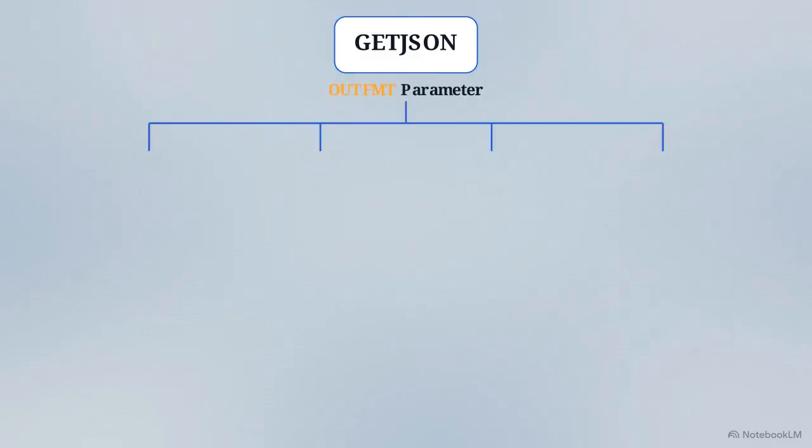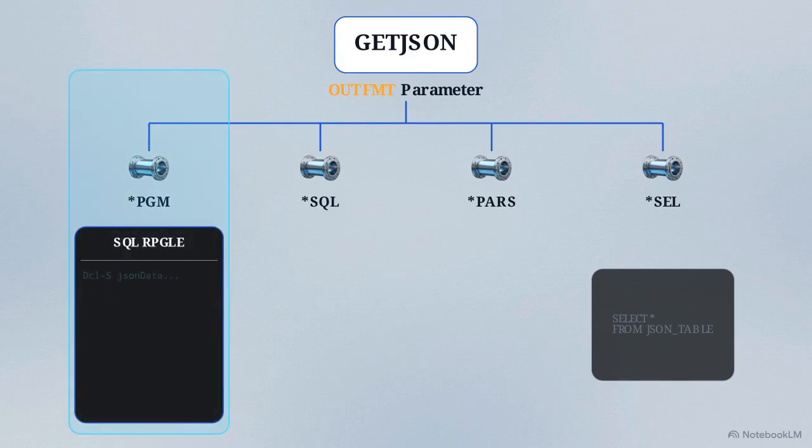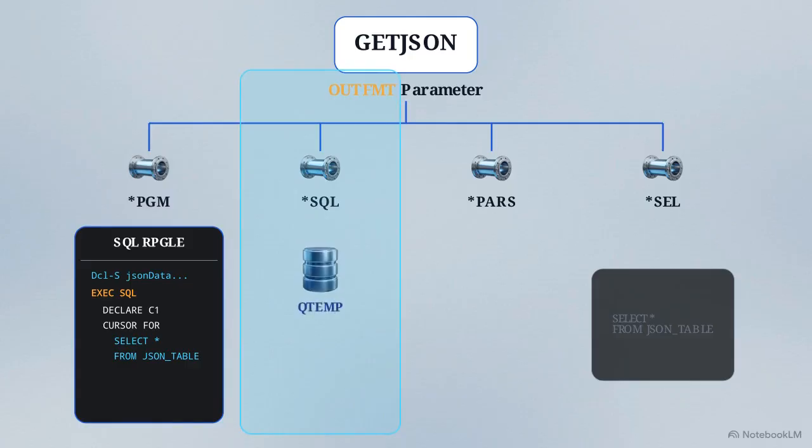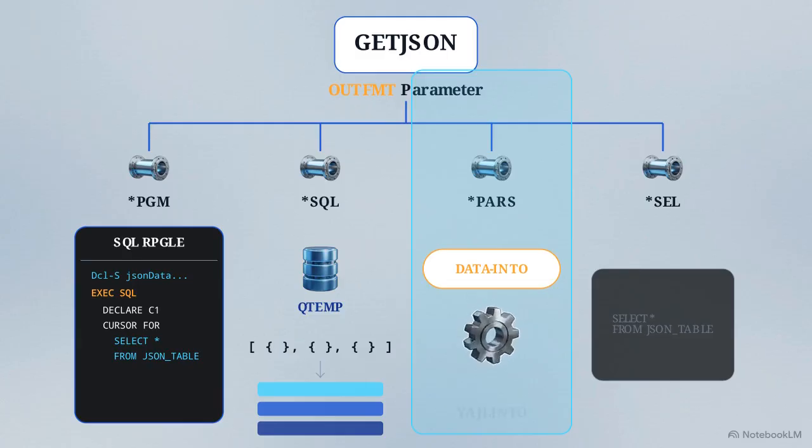Once the data is triaged, the OUTFMT parameter automatically generates specific operational outputs based entirely on what the developer needs to build. Choosing the PGM output state automatically generates a complete SQL RPGLE program, complete with a ready-to-use cursor mapped directly to the JSON structure. The SQL output state instantly creates a temporary file in QTEMP, mapping rows exactly to the number of JSON arrays found in the document. For specialized handling, the parse output invokes standard IBM parsing tools like YAJL, feeding the data directly into operation code.